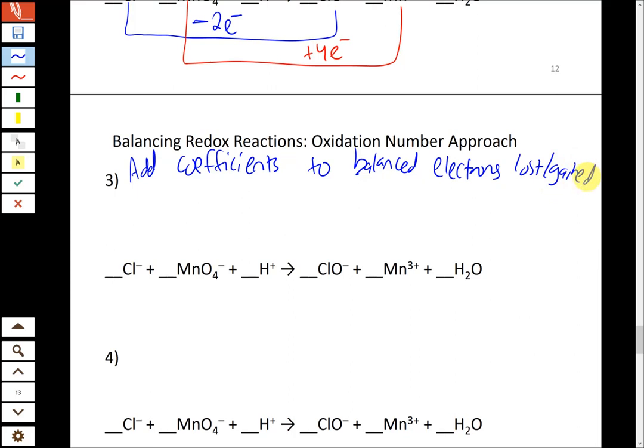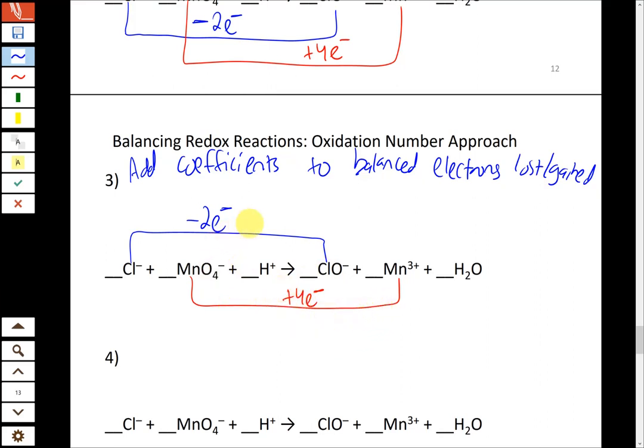As we saw, Cl minus to ClO minus was a difference of 2 electrons being lost. And then for permanganate to Mn3 plus, let me do that in red again to keep it consistent with the last one, this one here was a difference of gaining 4 electrons. So those two numbers need to be the same, and right now they're not, because we have 2 electrons for Cl minus going to ClO minus, but it's 4 electrons for the manganese part.